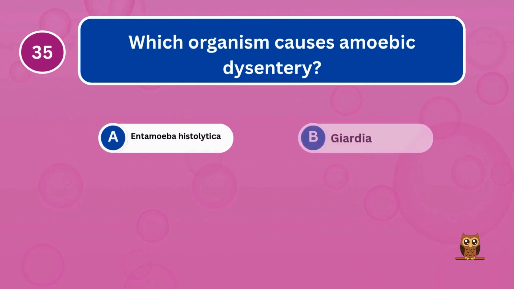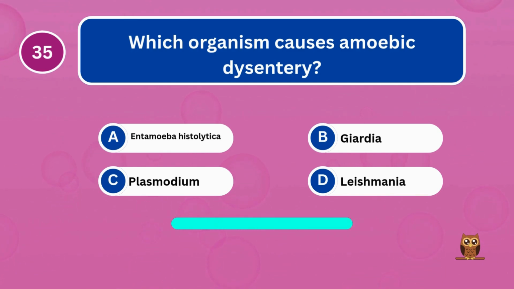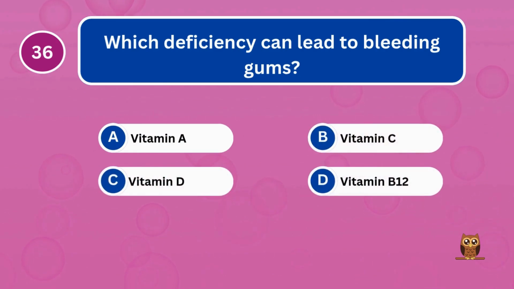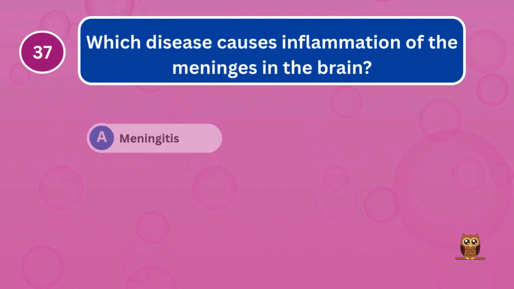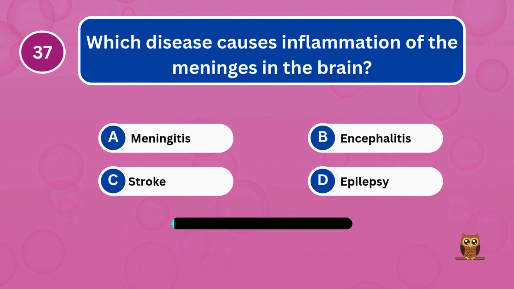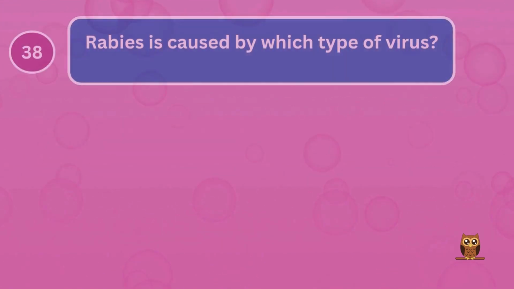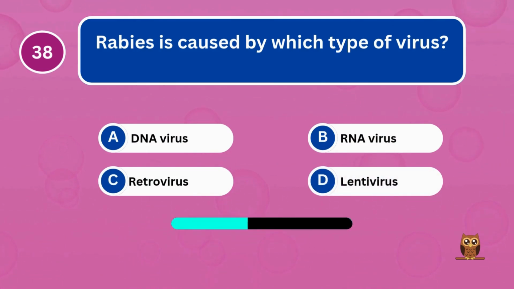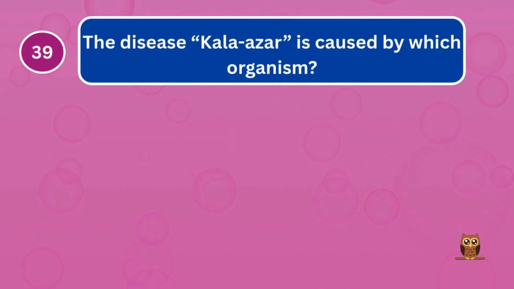Which organism causes amoebic dysentery? Entamoeba histolytica. Which deficiency can lead to bleeding gums? Vitamin C. Which disease causes inflammation of the meninges in the brain? Meningitis. Rabies is caused by which type of virus? RNA virus.